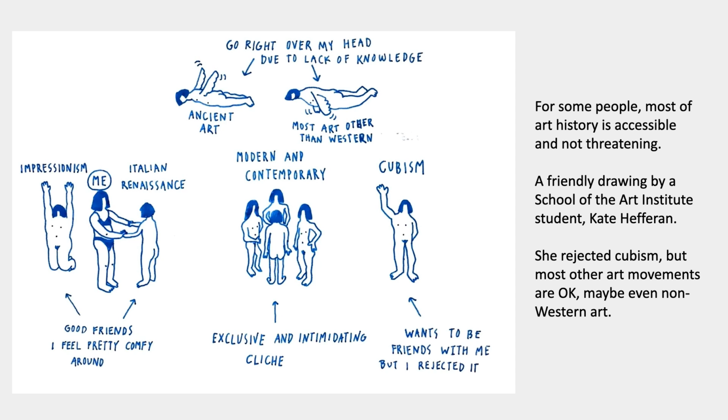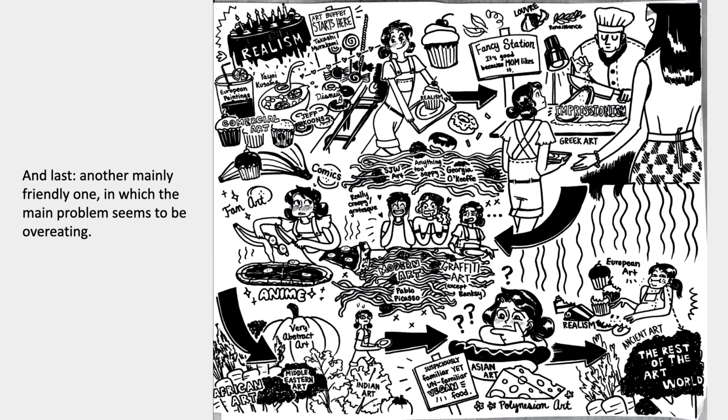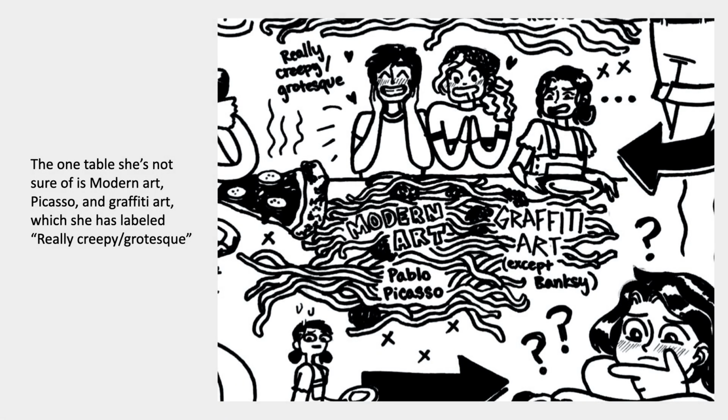So sometimes these are made like journeys and they're full of danger, like that last one, and sometimes they're fairly friendly. And last of all, this is one which is done in a fabulous old-fashioned cartoon style, mainly friendly, because in this case the only problem is overeating, eating too many different kinds of art. So here she is, not really sure about modern art, Picasso, graffiti art. She's labeled it really creepy / grotesque. But then again, there are hearts around two of the figures. It's only her that's not so sure. She's got question marks and X's and stuff.